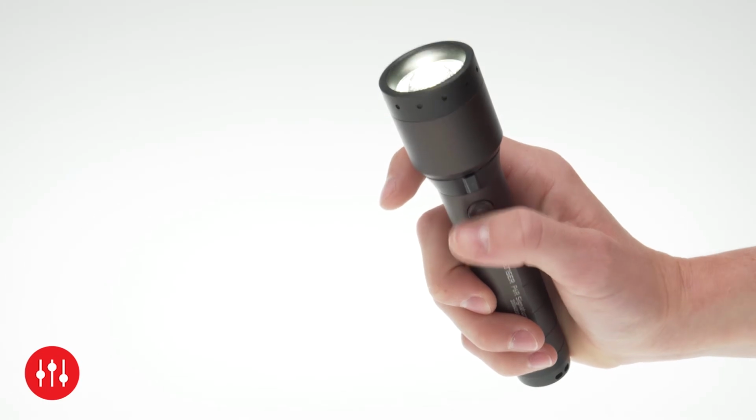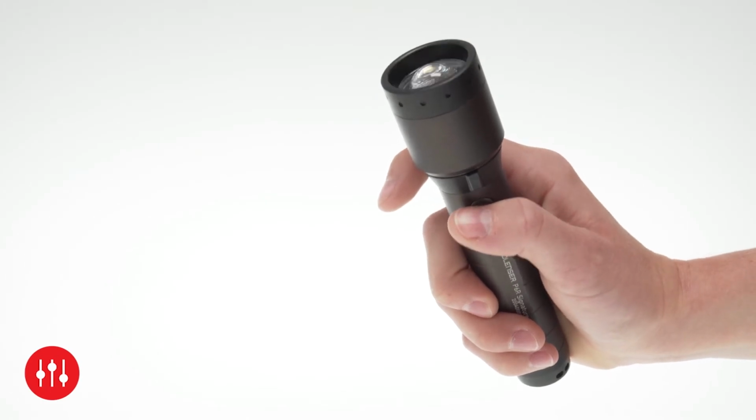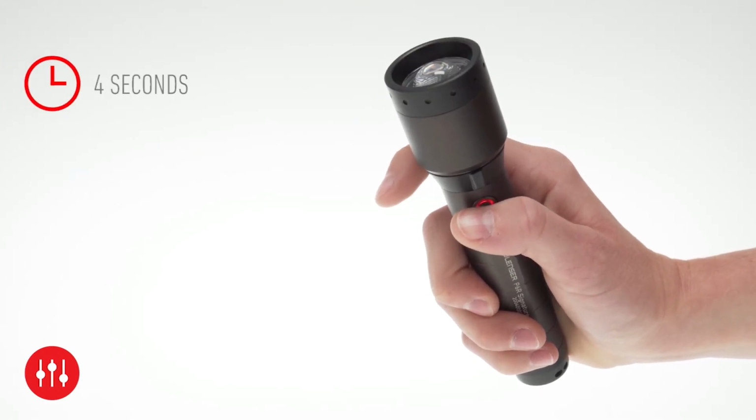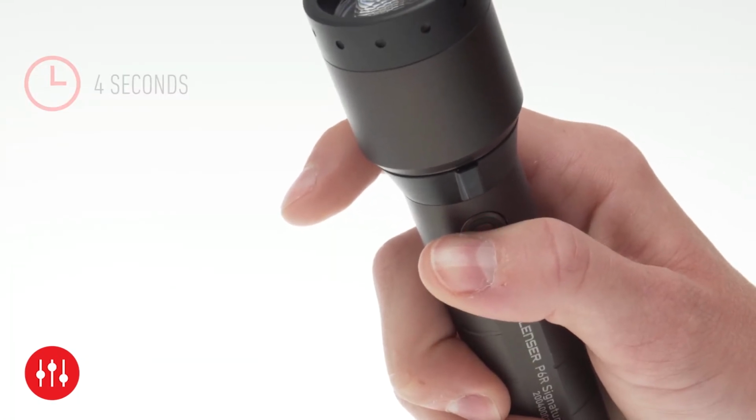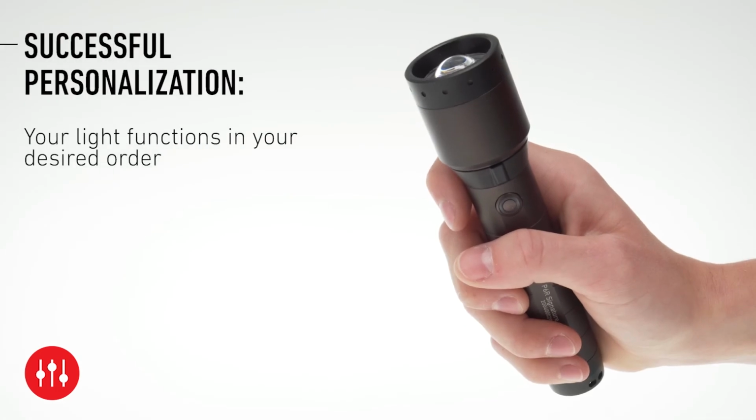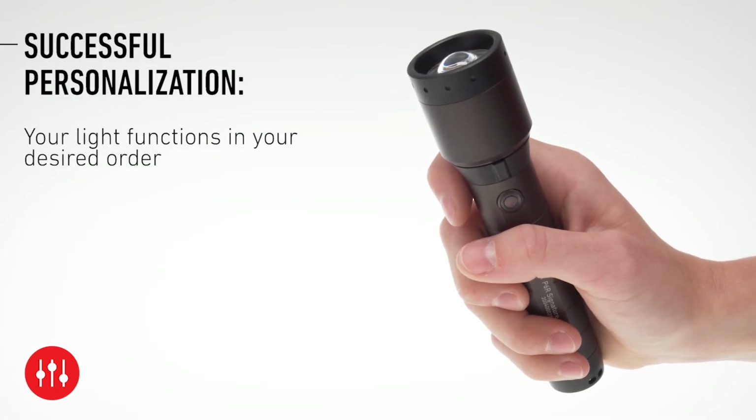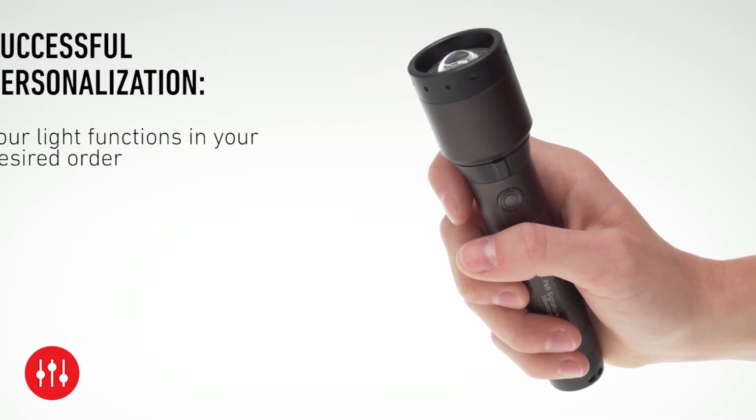When you are finished and do not want to add more light functions, hold the switch for 4 seconds. It will flash 3 times to confirm. The switch personalization is now complete. You have now overridden the factory settings.